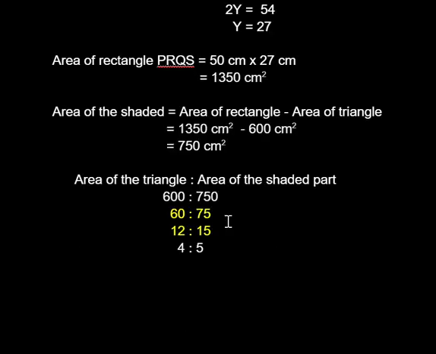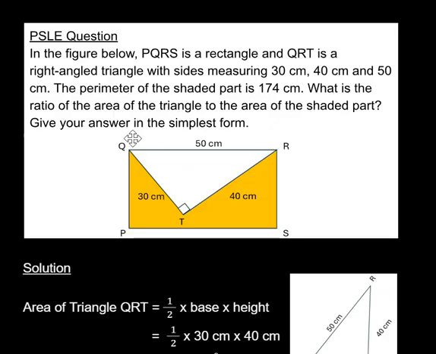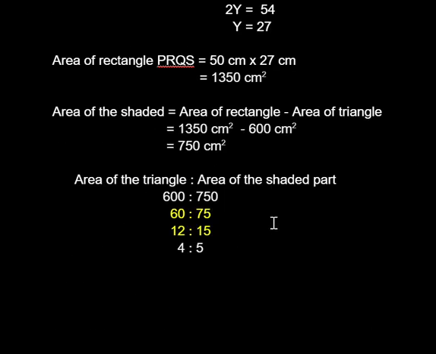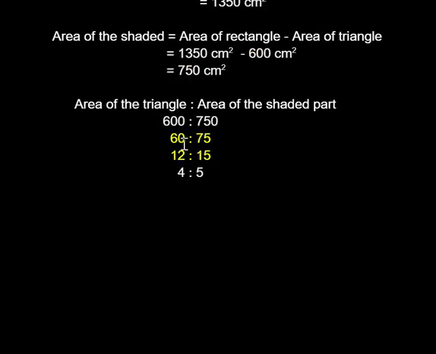For P5 students, if you have not learned ratio, it's okay. But for P6 students, this is how you do it. The area of the triangle is 600. The area of the shaded part is 750. Remember, you cannot just put 600 and 750, because the question says to give your answer in the simplest form. So you have to bring it down to the simplest form.